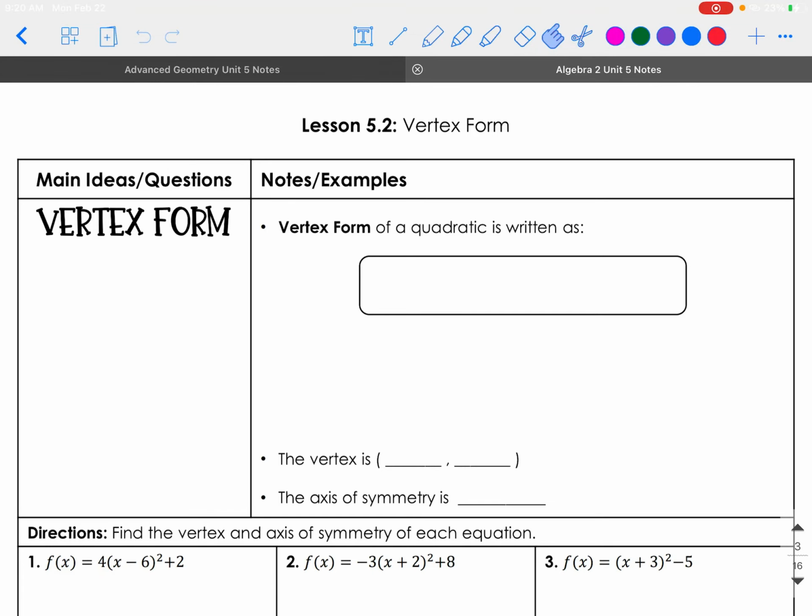Hey everyone, in this video we're going to be going over lesson 5.2, which is vertex form of a parabola.